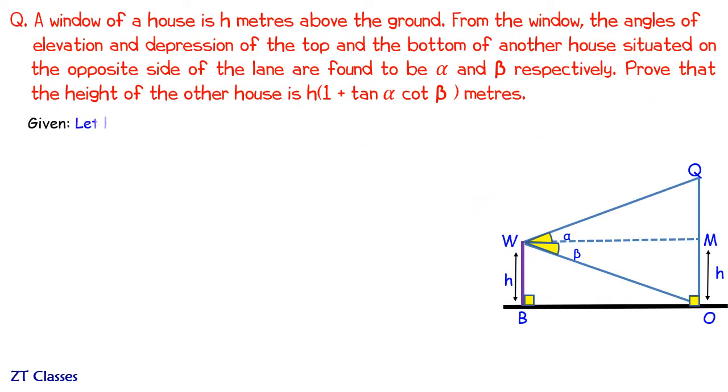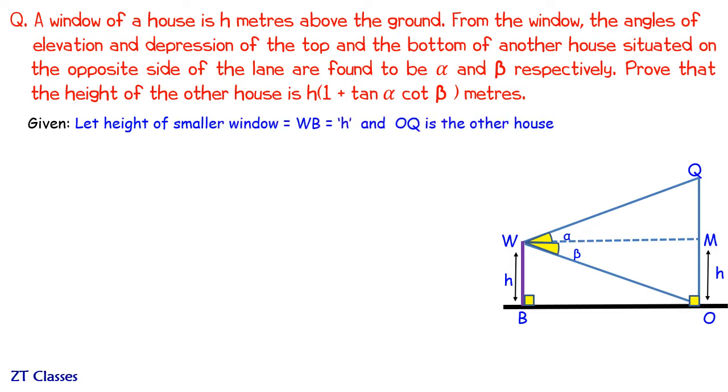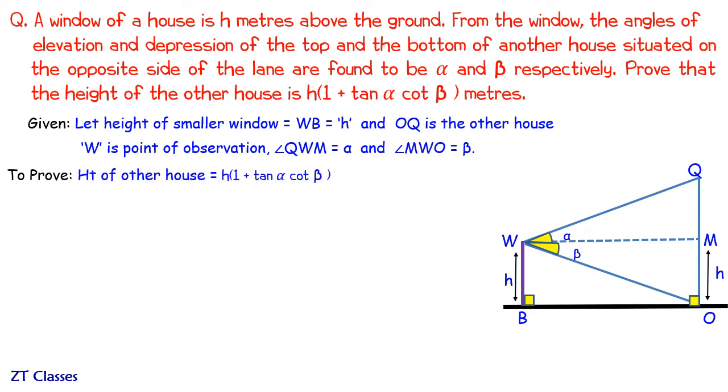So here in this question given is the height of smaller house is WB and the other house is represented by OQ. W is point of observation, that's the window of smaller building, and QWM, that's angle of elevation, is given as alpha, and angle MWO, that's given as beta. We have to prove the height of house, that is QO, that full house is h times 1 plus tan alpha cot beta. And let's see the proof of this.